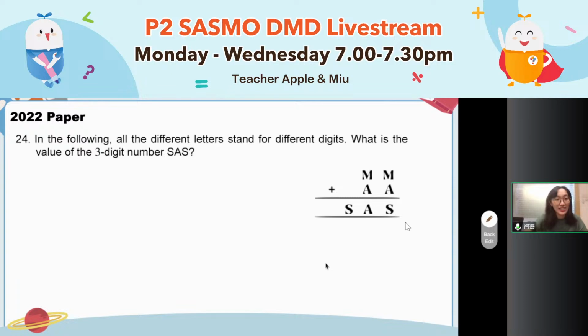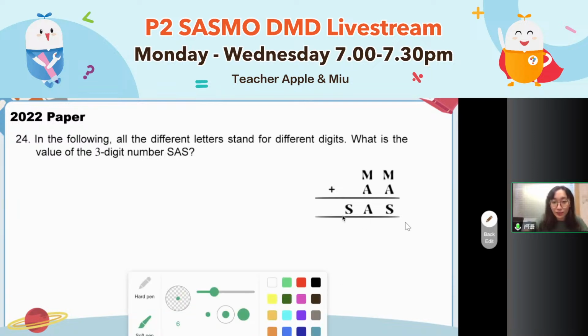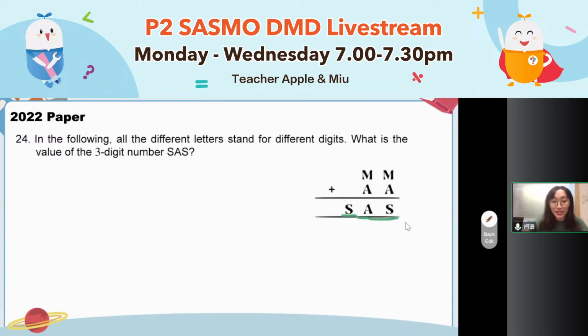So now following this, let's move on to a challenge real competition question. Okay, and this is also the last question. This is question 24 from 2022 paper. In the following, all the different letters stand for different digits. What is the value of the 3-digit number SAS? Look, you need to figure out SAS. Okay, any idea?